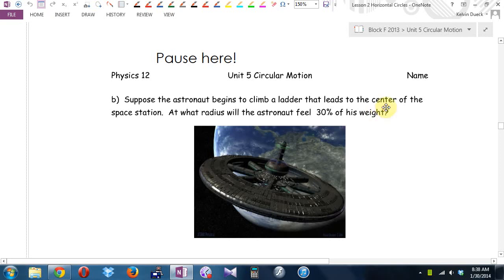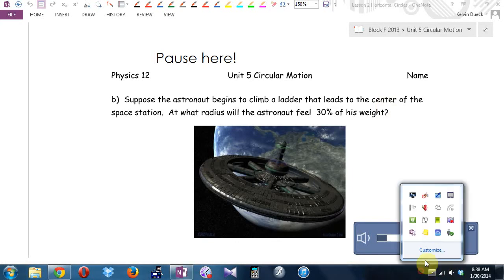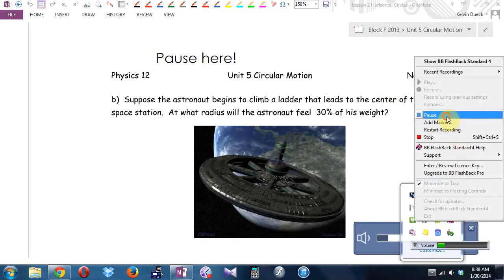So continuing with our little space station. Oh, of course, as soon as I start recording on cue, someone comes in to interrupt my lesson.